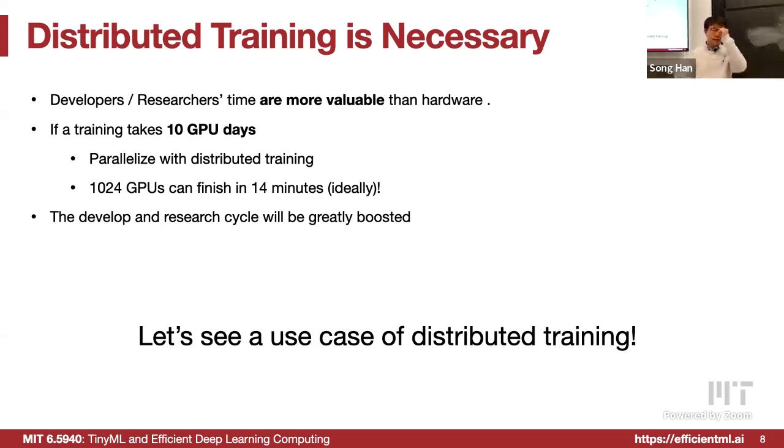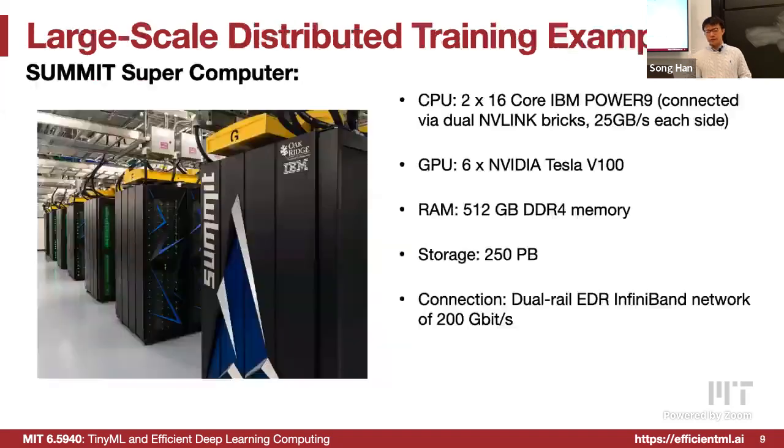Let's see a real use case that our lab did for distributed training a couple of years ago. We explored the Summit supercomputer. It has many V100 GPUs. It's pretty big. At that time, we trained over 1,000 GPUs. Each GPU is a V100. That's already 2 or 3 generations ago: V100, then A100, H100, and now B100 is coming.